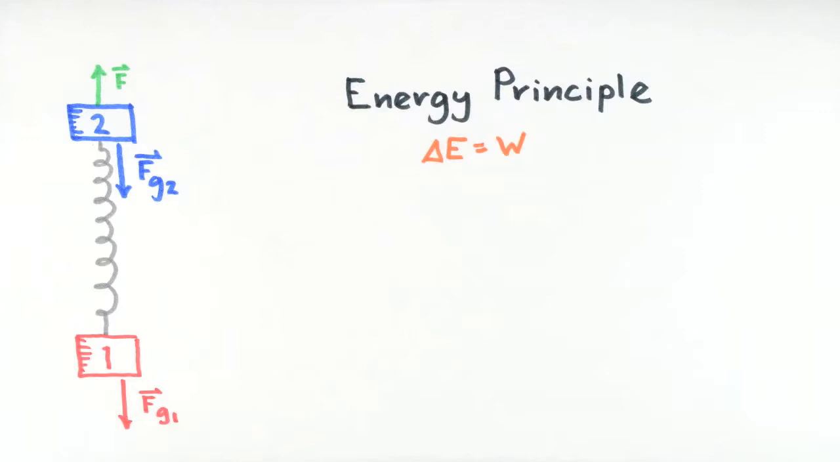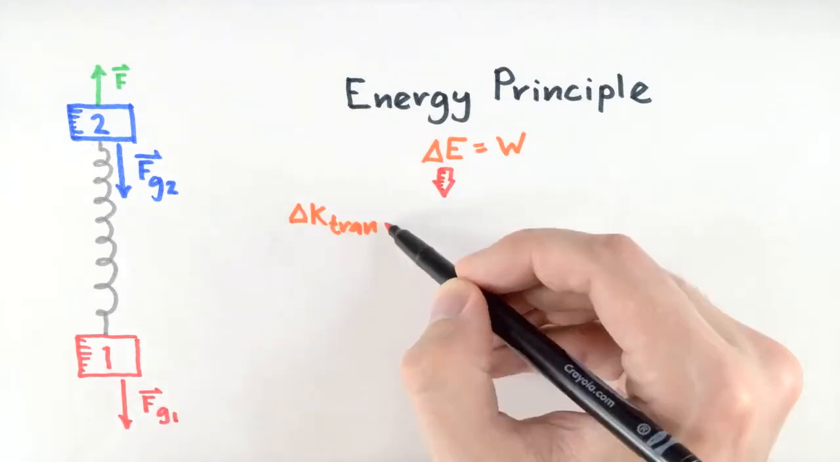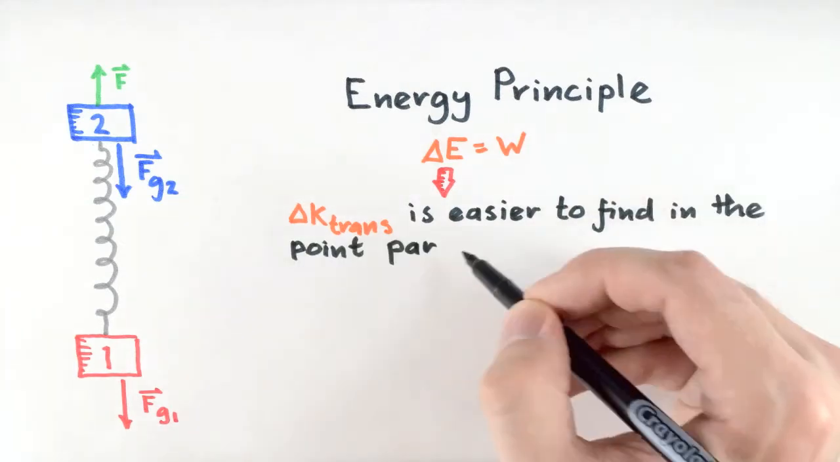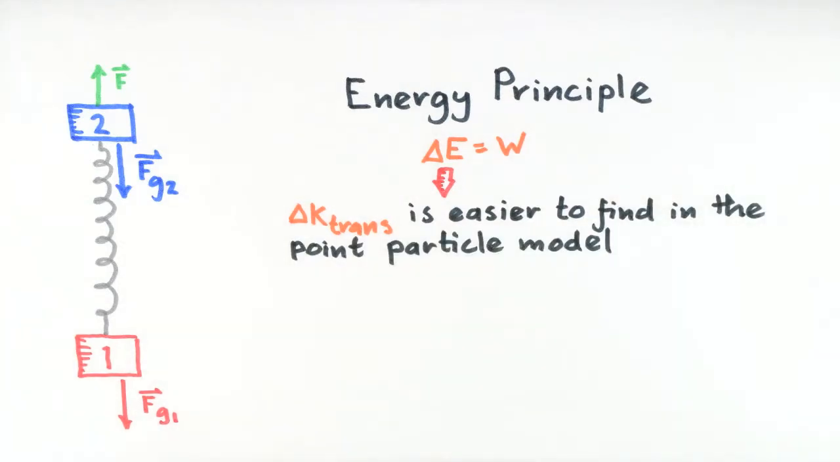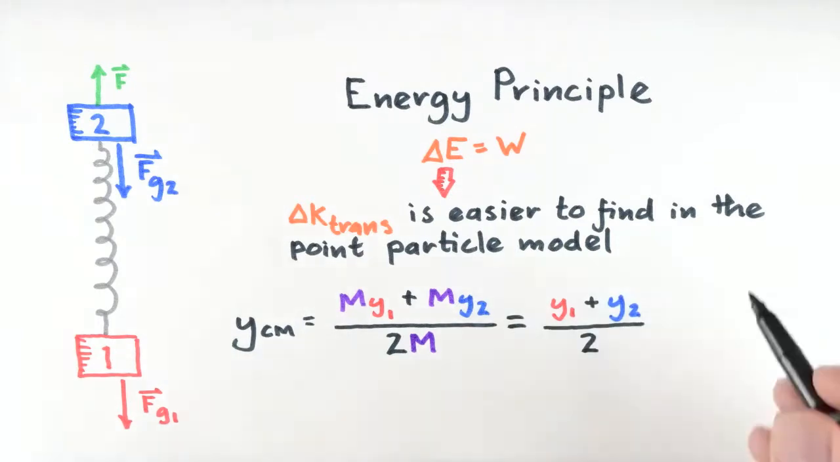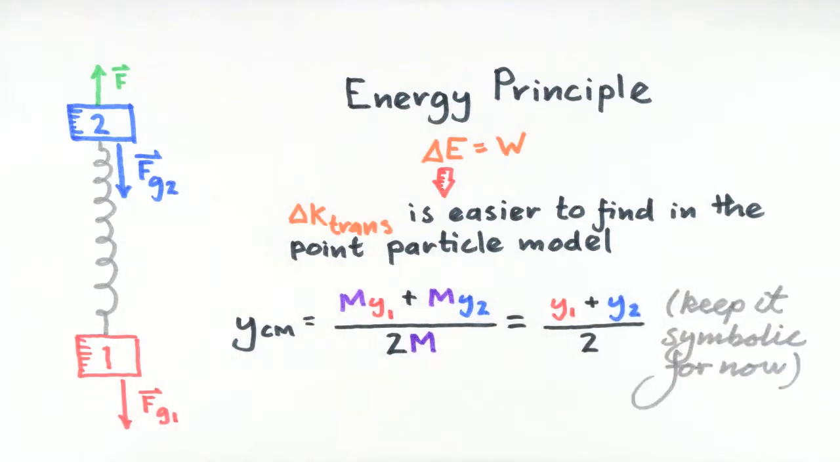Moreover, since we're first asked to find the final translational kinetic energy, we will apply the energy principle to the point particle model, which means we'll need to find the location of the center of mass for the system. We know how to do this, so let's do that calculation here. We're going to keep our results in symbolic form and plug in numbers at the very end.